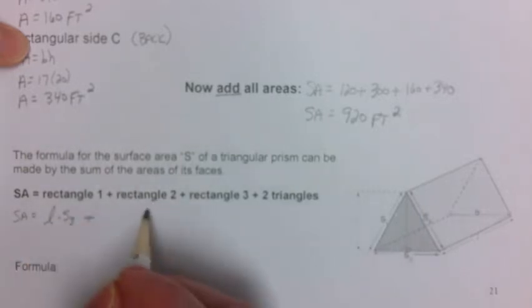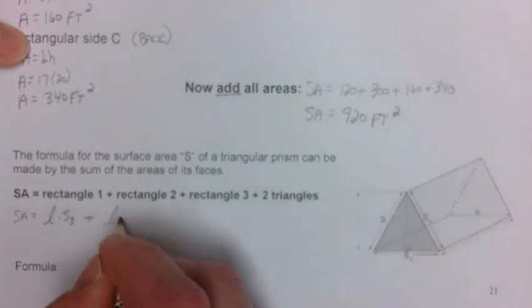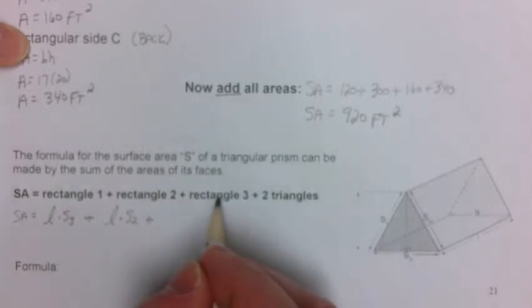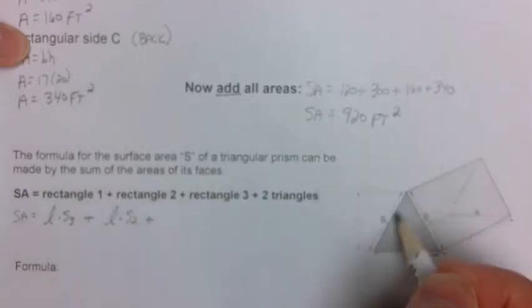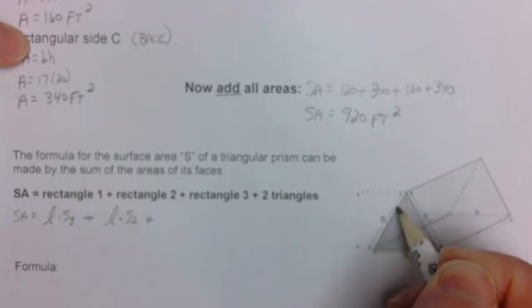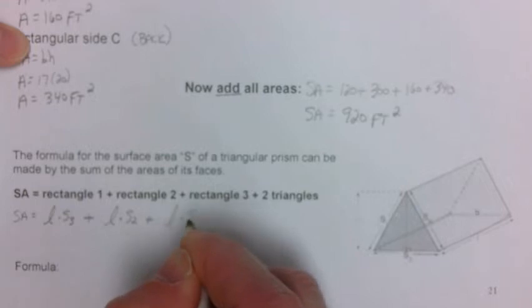Plus, for rectangle number 2, I can call that this bottom rectangle down here. I'm going to have this measurement, S2, side number 2, multiplied by L, the length. So length times S2, plus my third rectangle, which can be this rectangle over here on the left-hand side. Again, that's going to be the length multiplied by this measurement, S1. Length times S1.